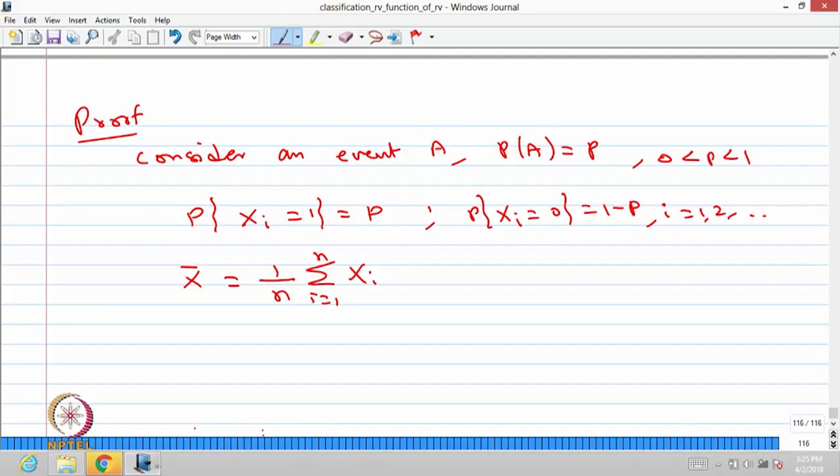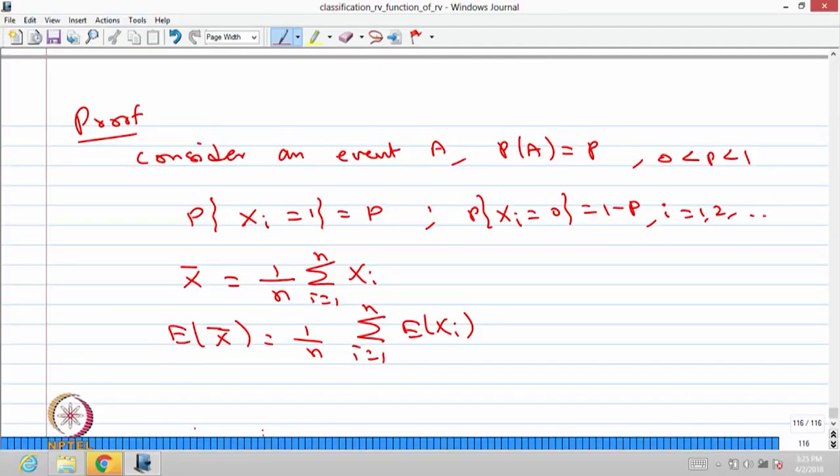We can find the mean and variance of this random variable. The mean of this random variable is 1 divided by n times the summation of i equal to 1 to n of the mean of each random variable. Each one is Bernoulli distributed, therefore the mean is going to be p, so the summation is np, divided by n, therefore it is going to be p.